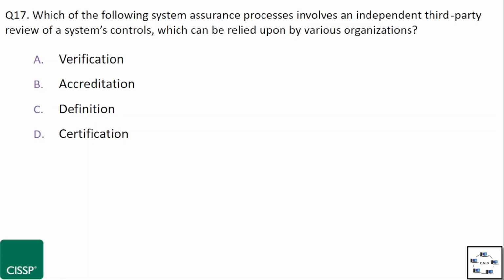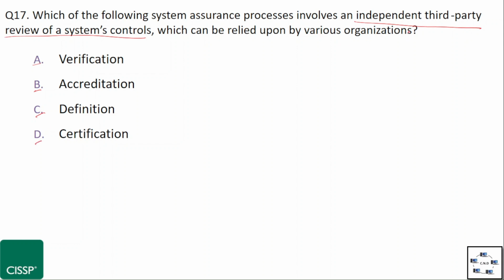Question number 17. Which of the following system assurance processes involve an independent third-party review of a system's controls which can be relied upon by various organizations? And the options are: option A, verification; option B, accreditation; option C, definition; and option D, certification.